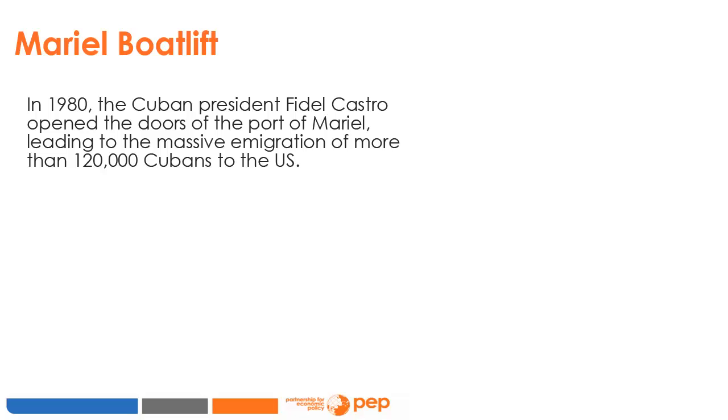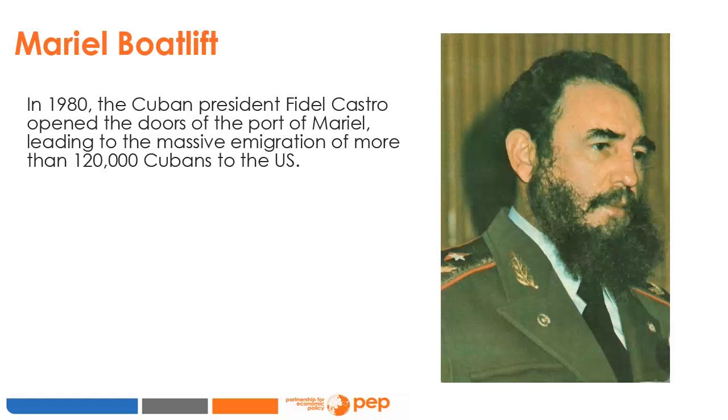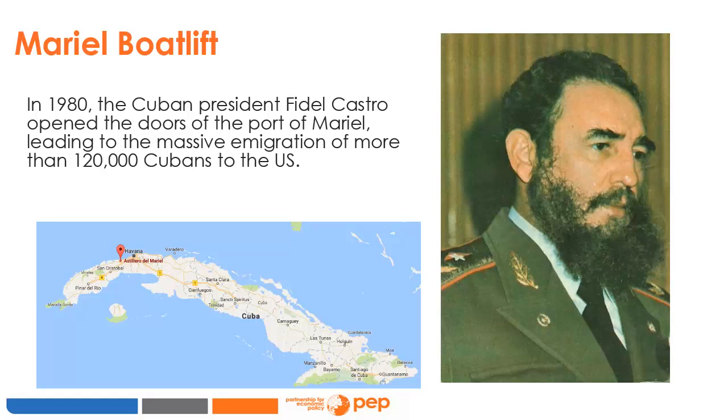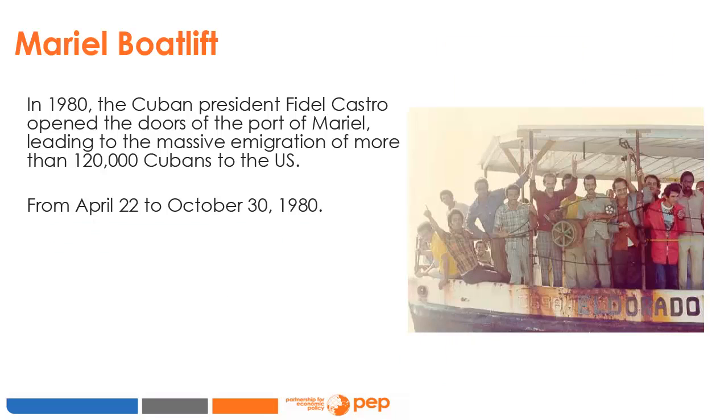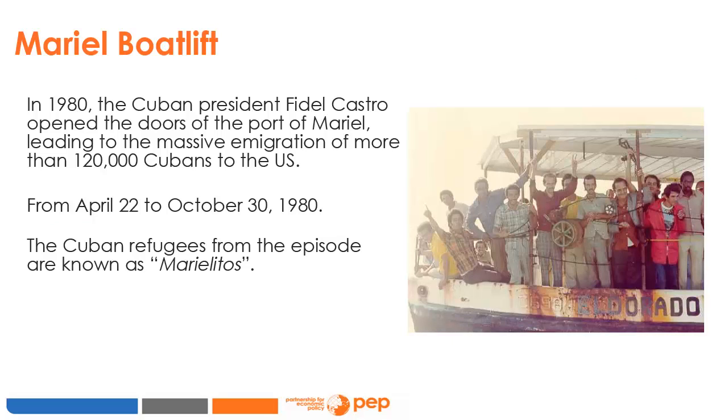In 1980, the Cuban president, Fidel Castro, opened the doors of the port of Mariel, leading to the massive emigration of more than 120,000 Cubans to the US in 6 months, from April 22nd to October 30th, 1980. The event is widely known as the Mariel Boat Lift. The Cuban refugees from the episode are known as Marielitos.